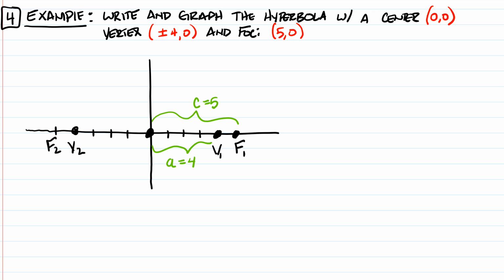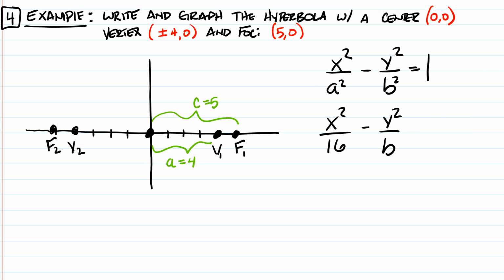So take a look at this. Since my center, my vertex, and my focal points are all in a horizontal line, I know the equation is going to be x squared over a squared minus y squared over b squared is equal to 1. I know that a is 4, so a squared is 16. So x squared over 16 minus y squared over b squared is equal to 1. The only thing I don't know is the value of b. But remember the relationship c squared is equal to a squared plus b squared. Remember, these signs are always going to be opposite of what I'm working with here.